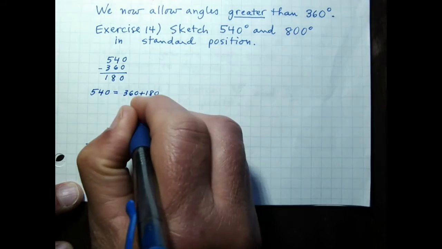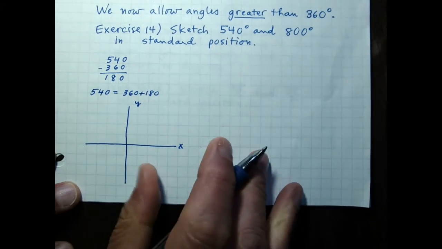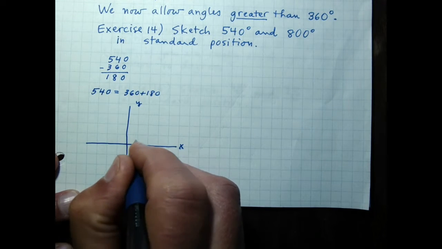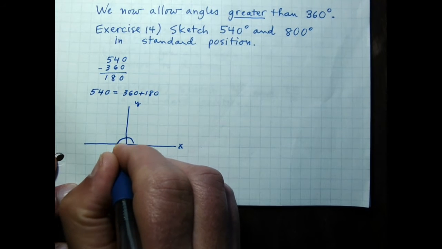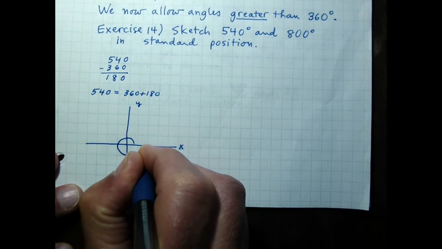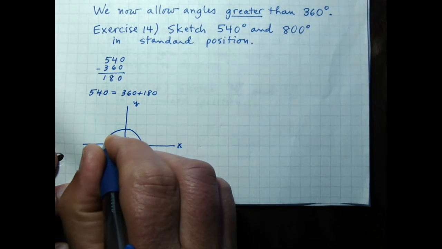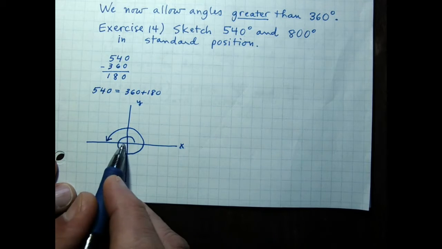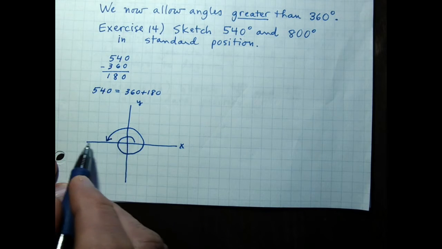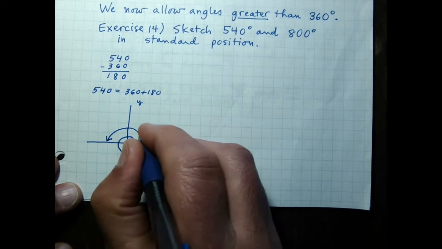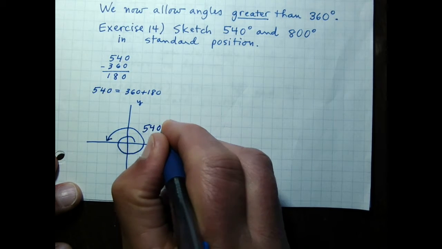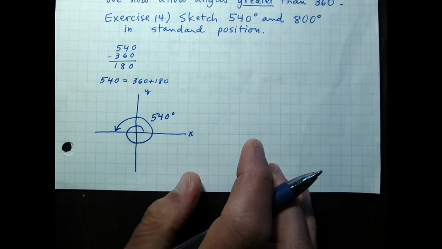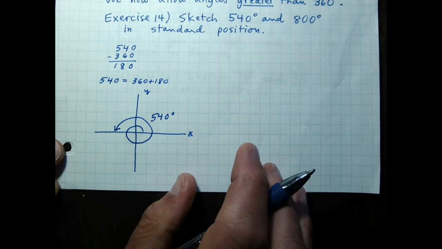in standard position, so x and y axes. So I'm going to go one full circle and a little bit more, a straight angle more. So to draw 540, I'm going to indicate one full rotation with a curve and then keep going through an additional angle of 180 degrees and stop there. My terminal side's on the negative x-axis, but this is different from 180. This is 540 degrees. So I need that curve drawn there to tell everybody that I've gone around the circle once, and gone a little bit more.